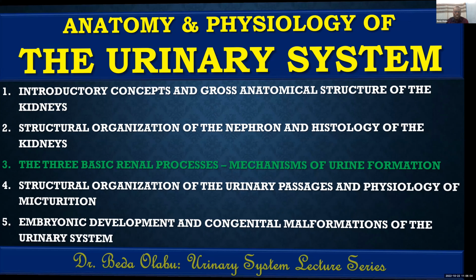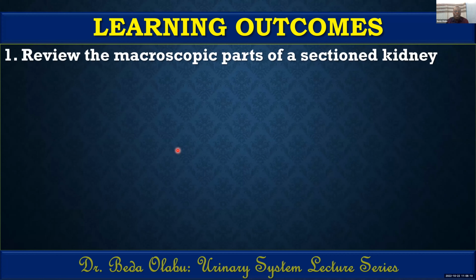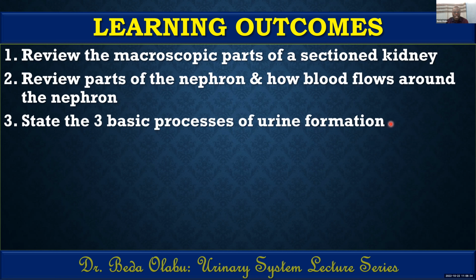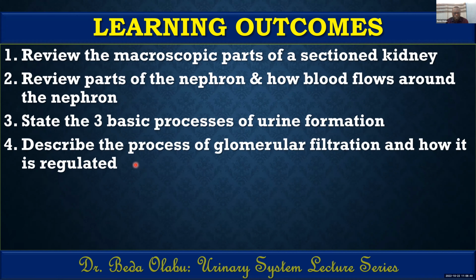So welcome to this particular lecture on the 3 basic renal processes. This is what we're going to focus on. We'll start with just a brief review of the macroscopic parts of a section kidney. Then we'll also do a brief review of the structure of the nephron and how blood flows through the nephron, because that anatomy is important for us to understand the physiology of urine formation. After that, we're going to focus on the 3 major renal processes, and then in great detail, we'll focus on each of them.